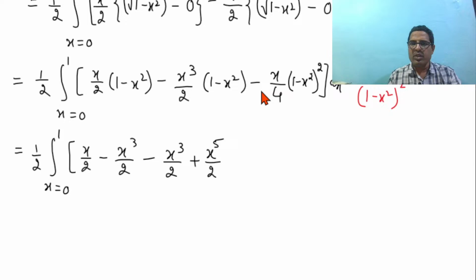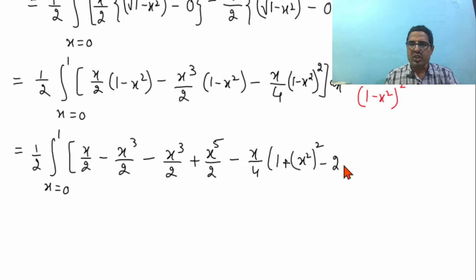Next here minus x by 4, multiply x by 4 as it is, but here this is in the form of a minus b whole square. So, let us try to take the a minus b whole square form. So, a minus b whole square will be a square, that is 1 square will be 1, a square plus b square will be x square whole square, a square plus b square, minus 2 into a value is 1 into b value is x square, minus 2ab you will be getting, times dx.